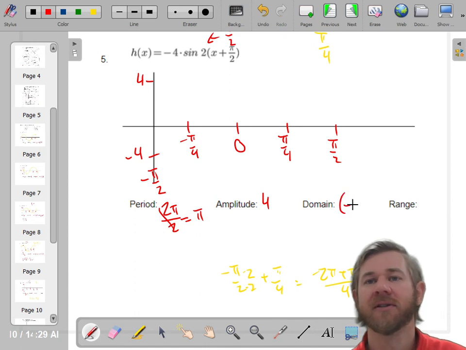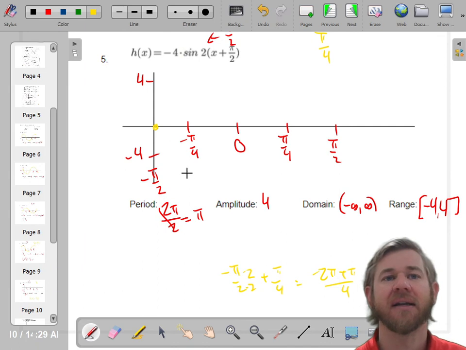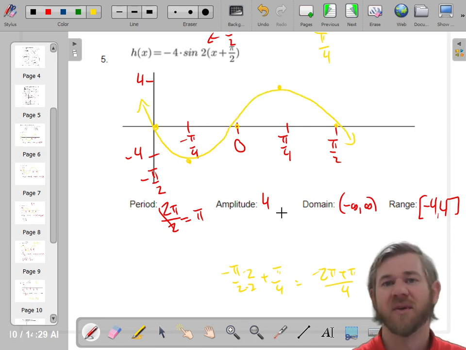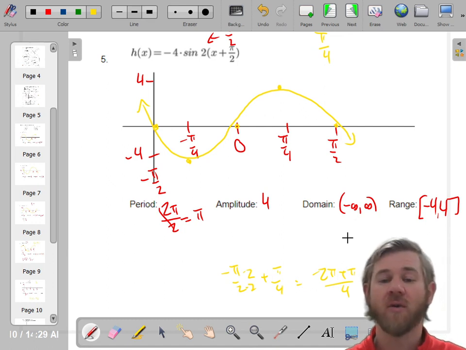Domain, all real numbers. It's not my best infinity sign. Range, negative 4 to 4. I just need to now sketch it. It is a sine function and it is negative, so it is upside down. So it goes down, then it goes back up, like so. It's okay. It's not my best, but it's all right. Okay. So there's your vertical and horizontal shifts.